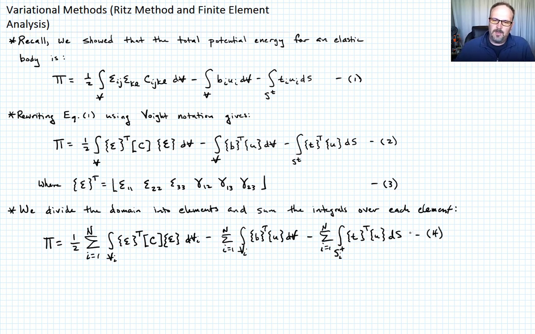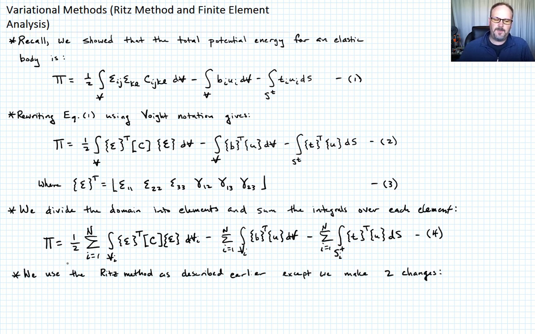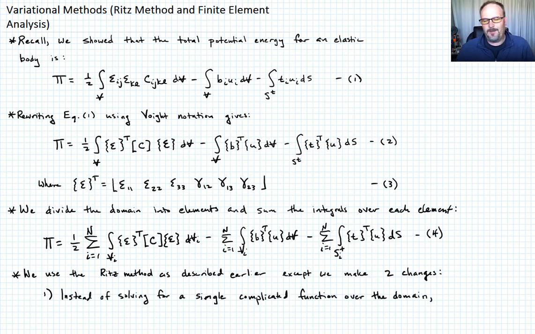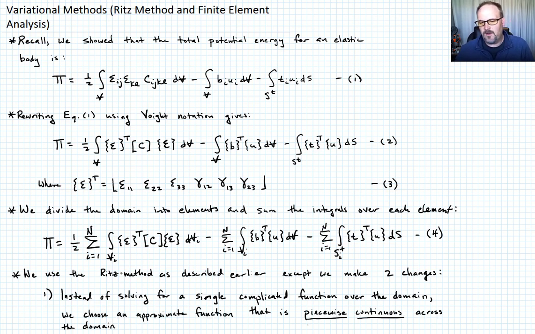Okay, so now it's in a form where we're going to use the Rayleigh-Ritz method as we described earlier, except we're going to make 2 changes. Change number 1: instead of solving for a single complicated function over the domain, we're going to choose an approximate function that's piecewise continuous across the domain. And that function is also going to be continuous within each element.